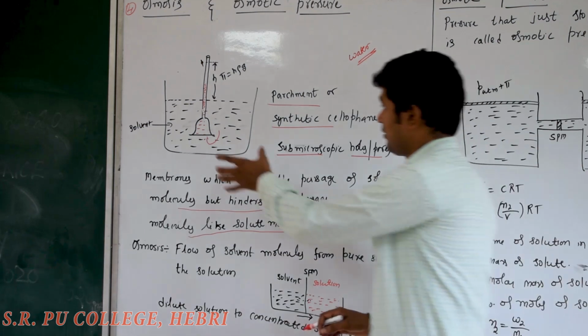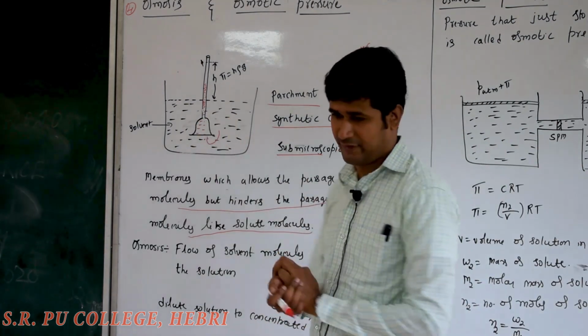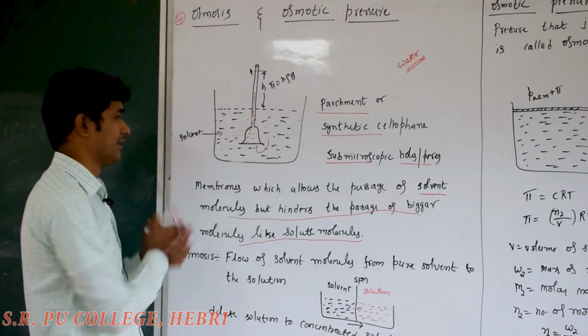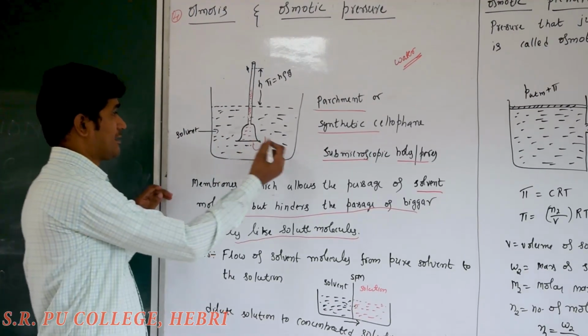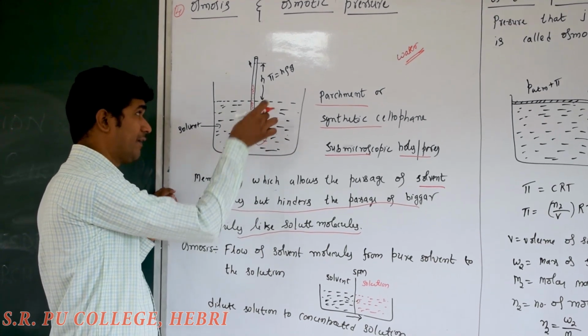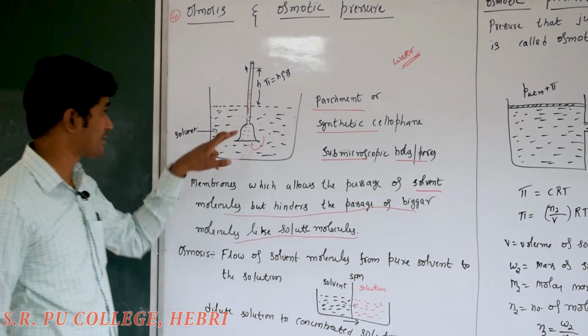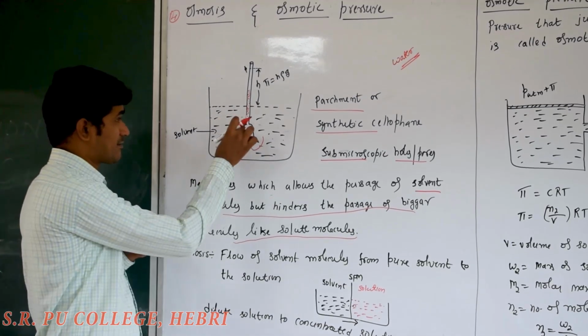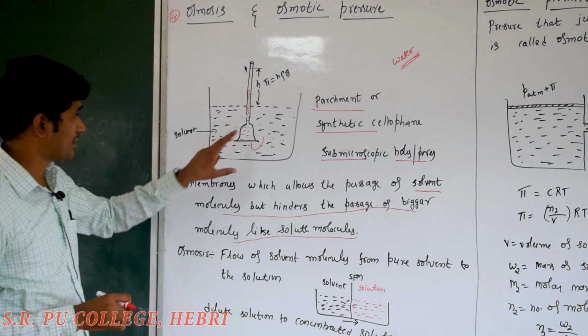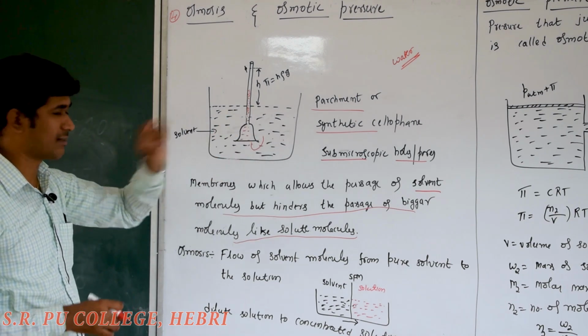Now here there is a concentration difference inside the tube and in this container. This has only solvent molecules. Inside this we have solvent as well as solute molecules. It is a solution. So this is the concentrated region and this is the dilute region.